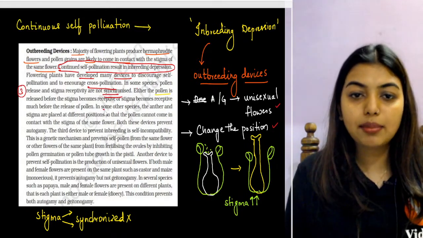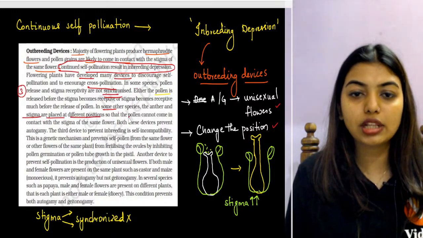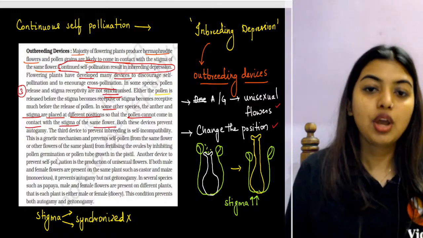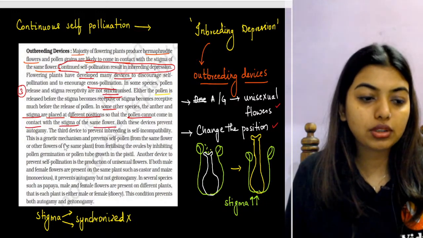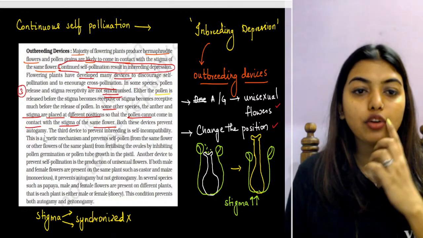In some other species, the anther and the stigma are placed at different positions so that the pollen cannot come in contact with the stigma of the same flower. Both these devices prevent autogamy.